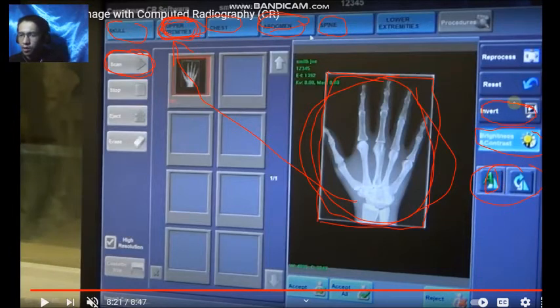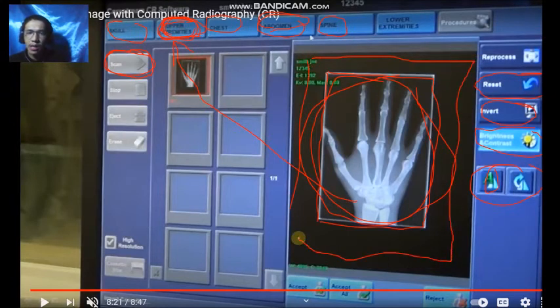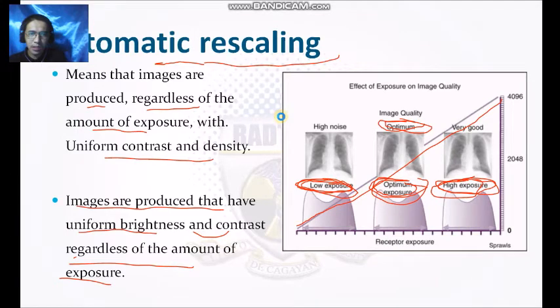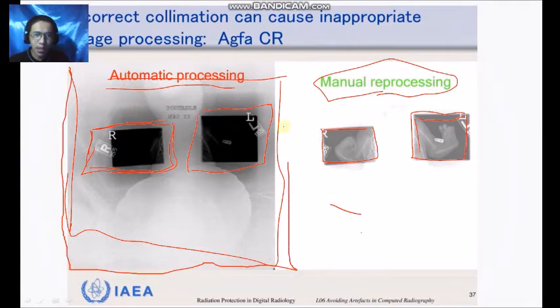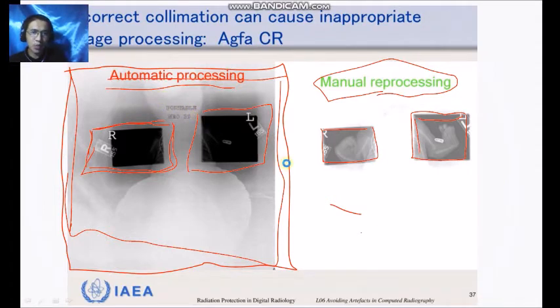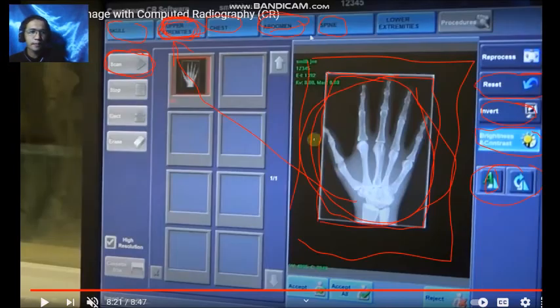They can invert the color of the images. They can reset the image back to its original state. When you try to reset the image, that means the whole image receptor, like for example, balik to image. If we would press the reset button, then the whole image will be displayed in the monitor. Okay, so that is the reset button. That is what the reset button is for.